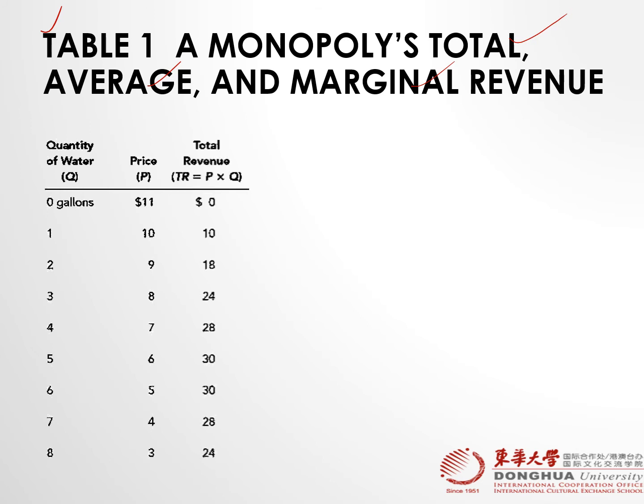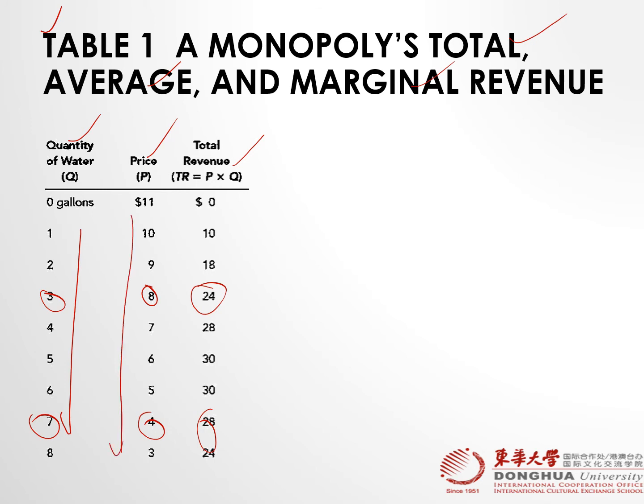So total revenue is basically the multiplication of price and quantity. Where did this 24 come from? 24 came from quantity multiplied by the price. Where did this 28 come from? 28 came from price and the quantity. So did you notice something here? That if quantity increases, price decreases. It means it follows the law of demand. So monopoly follows the law of demand, and in that case our total revenue is this column.